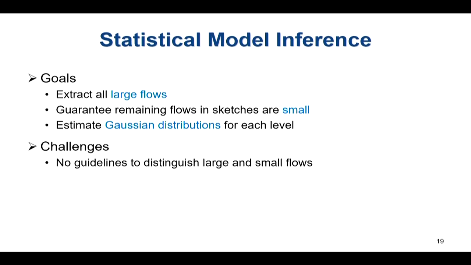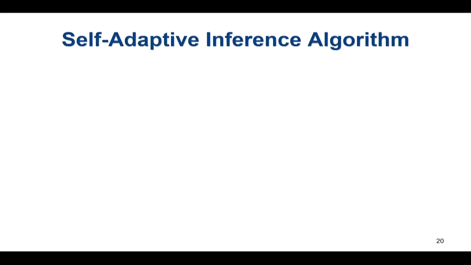Since the theorem talks about the scenario with no large flows, we are motivated to extract all large flows from the multi-level sketch. Then the remaining flows in the residual sketch are small and the condition for Gaussian distributions is satisfied. However, extracting large flows from the multi-level sketch is very challenging because we have no guidelines to distinguish large and small flows. Our solution in this paper is to design a self-adaptive inference algorithm.